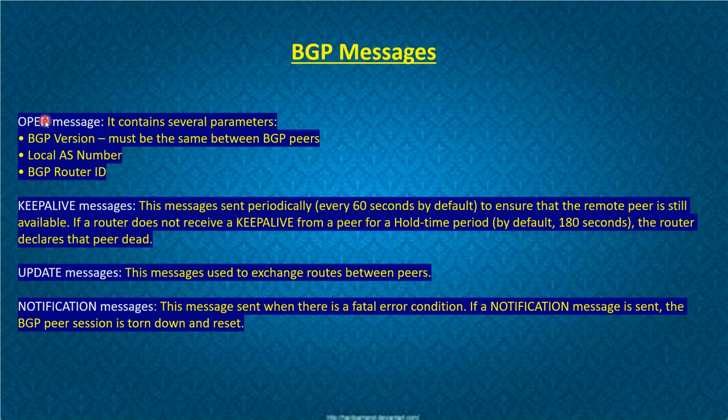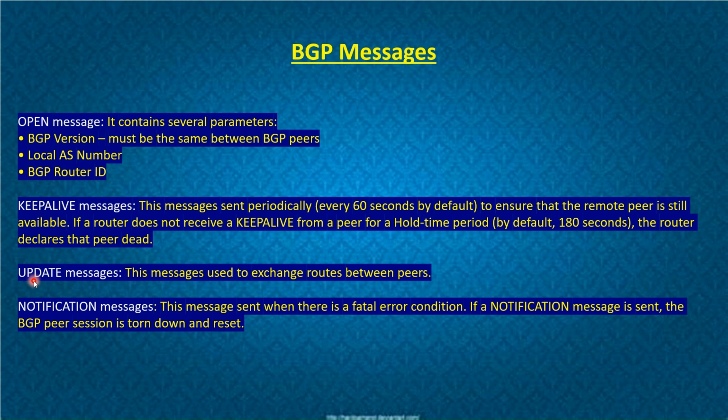BGP messages: there are a total of four messages. The very first message is the open message. It contains several parameters, like the BGP version, which must be the same between the BGP peers, the local AS number, and the BGP router ID. The second message is the keepalive message. This message is sent periodically, every 60 seconds by default, to ensure that the remote peer is still alive and available. If a router does not receive a keepalive from the peer for the whole hold time period, which is 180 seconds by default, then the router will declare the peer dead.